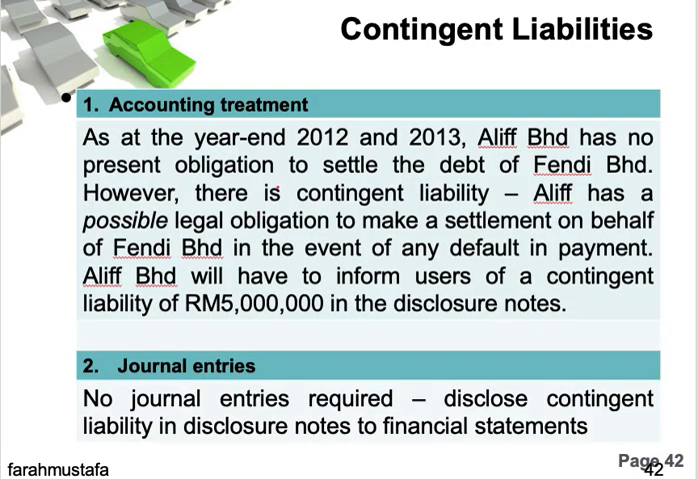Fendi did not pay. So how do you treat this? Alif has no present obligation to settle the debts. However, there is a contingent liability. Alif has a possible legal obligation to make settlement on behalf of Fendi in the event of any default in payment. Alif will have to inform users of the contingent liability of 5 million in the disclosure notes. So there is no journal entry because it is not a provision.